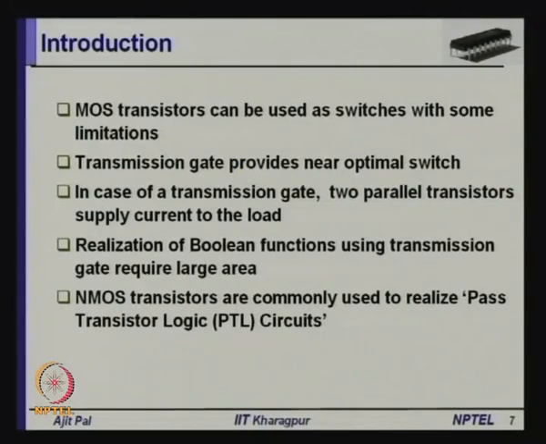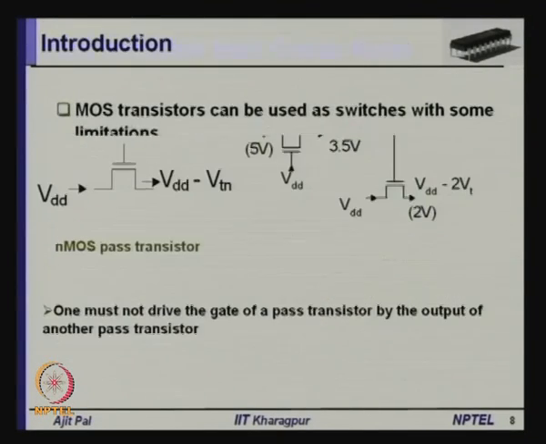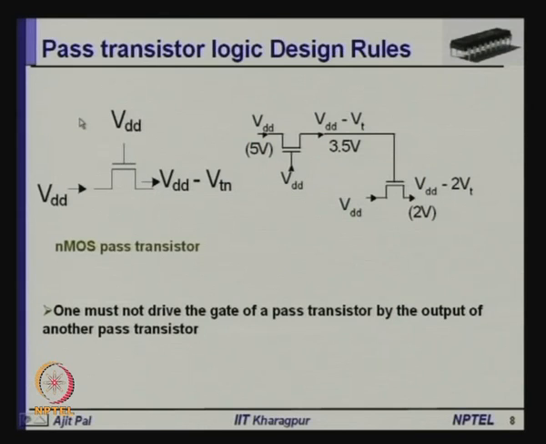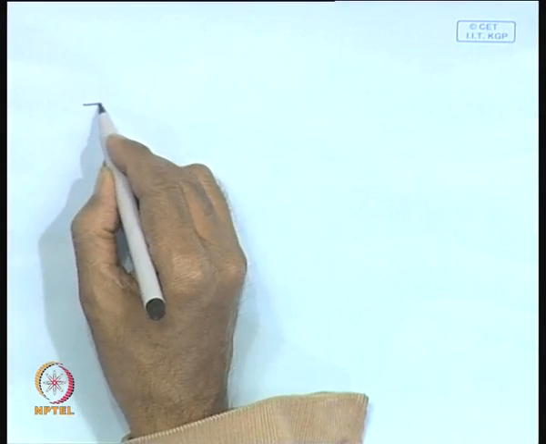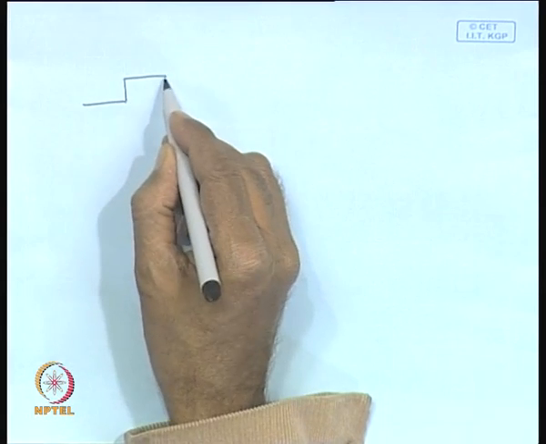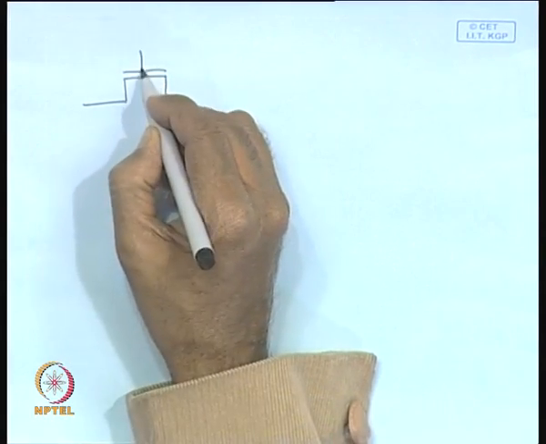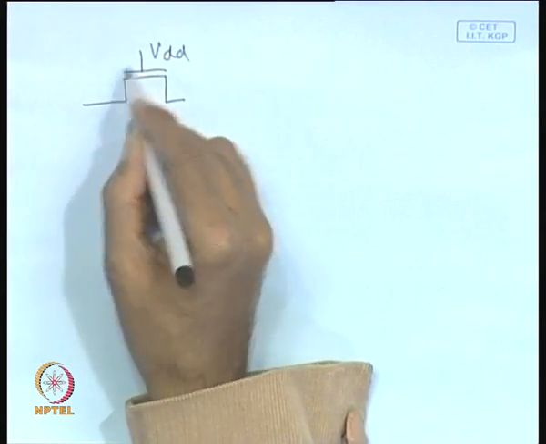Okay. With this brief introduction, let us now see how we can realize pass transistor logic circuits. First, let us discuss some logic design rules. As we know, whenever you are using an NMOS transistor as a switch, then if we apply VDD here, let us assume the transistor is on.